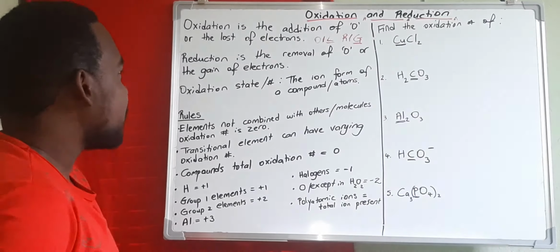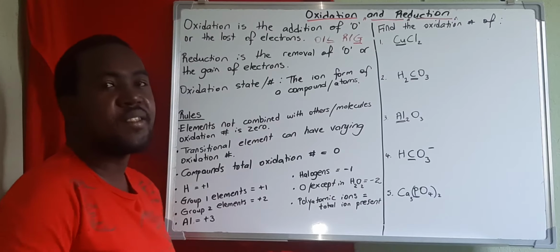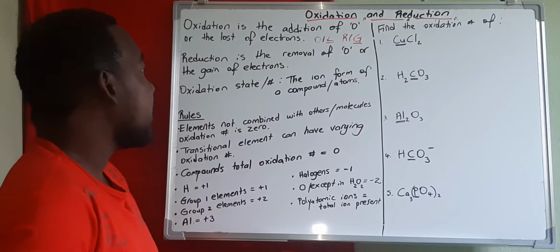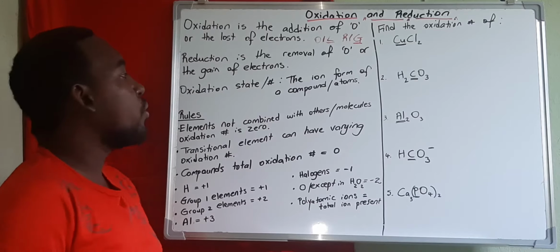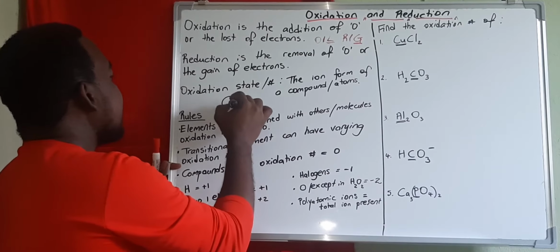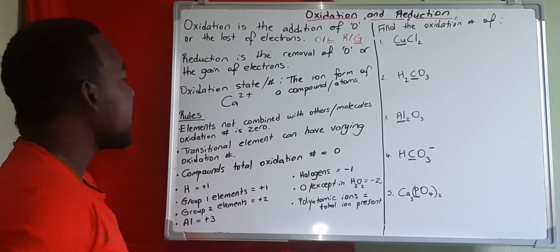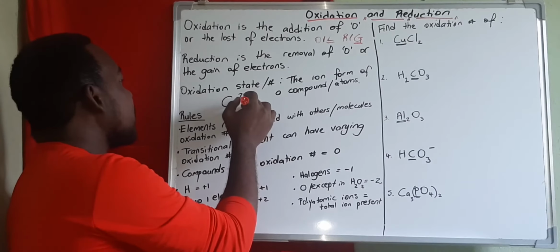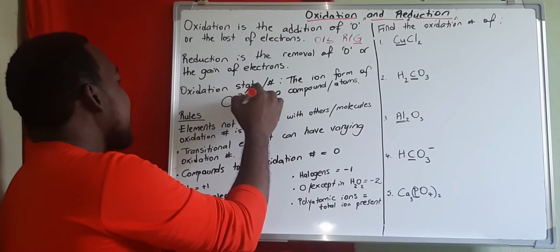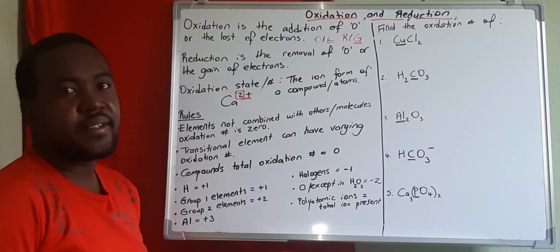All right, so we're going to look at that further. We need to know this term, the oxidation state or the oxidation number. This number is basically the ion form of the compound or atoms. So if you see Ca2+, this is the ionic form of calcium, which tells us that calcium will donate 2 electrons. That's the number beside the plus sign that tells us the oxidation state or number of calcium.